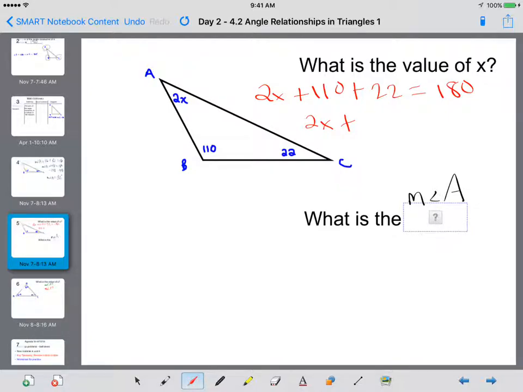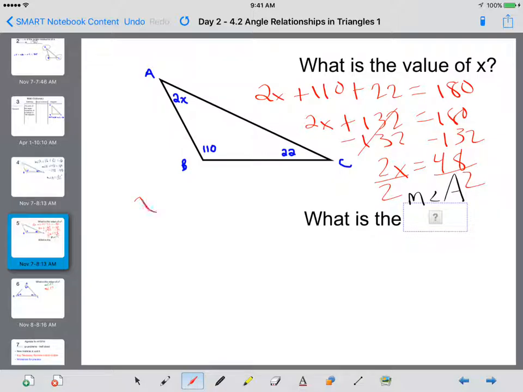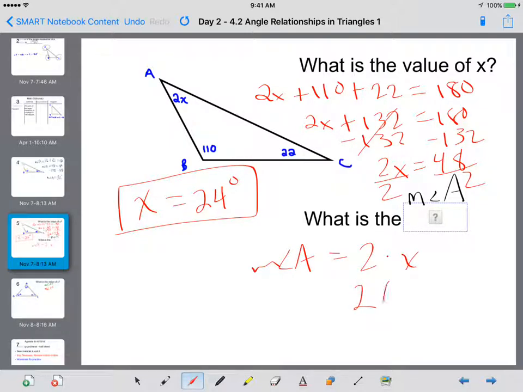So 110 plus 22 is 132. Subtract 132 on both sides, and we get 2x equals 180 minus 132, which gives us 48. Divide by 2, and we get x equals 24 degrees. So if x is 24, angle A is 2 times x. So if I replace it, 2 times 24, the measure of angle A equals 48 degrees.